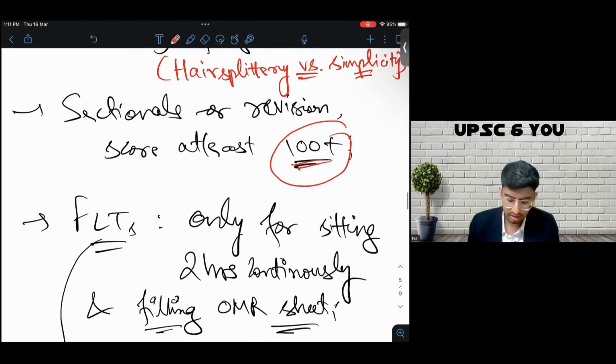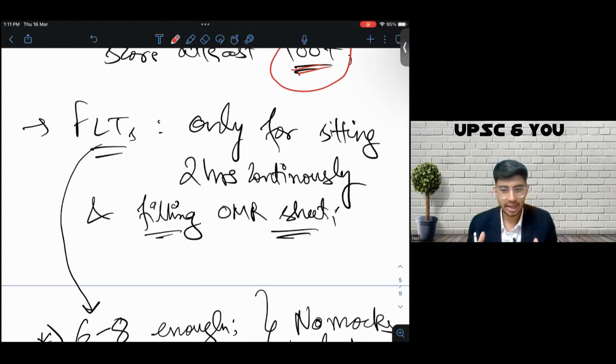What about full-length tests? For me, given the stark, sudden deterioration in the quality of most of the mocks, in my personal opinion, the role of FLTs right now is curtailed to, one, sitting 2 hours continuously, because if you're not used to sitting 2 hours continuously, usually people lose their focus by the 1 hour mark. And that is where most of the battles are lost in the examination hall.